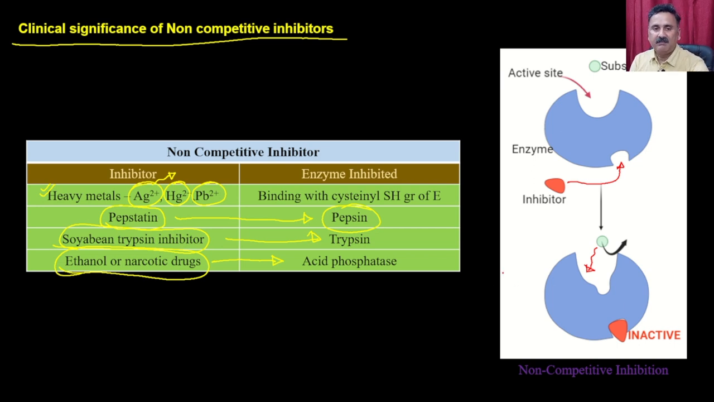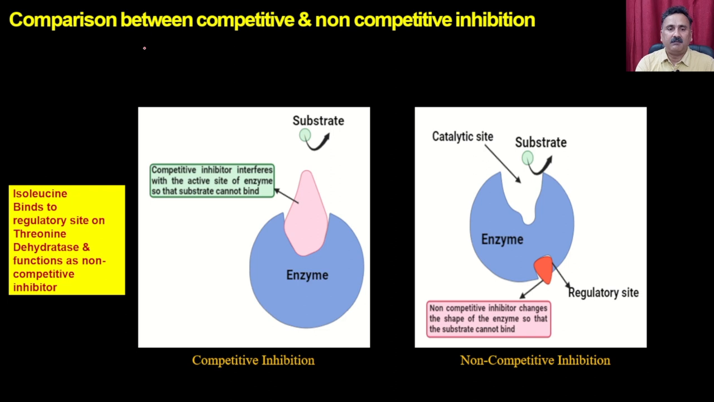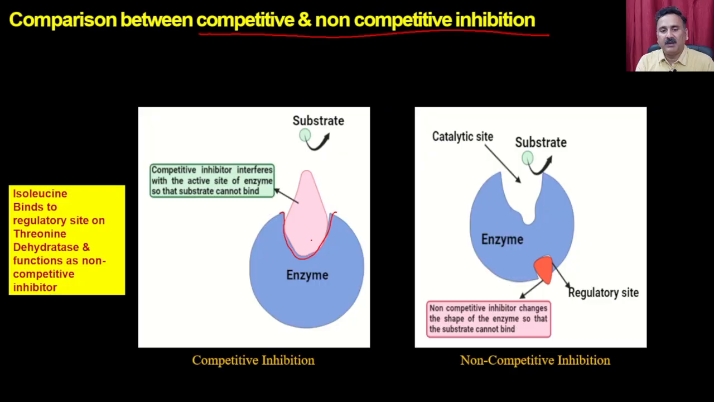So let's see a comparative statement, how the comparison between the competitive and the non-competitive inhibitions. In competitive inhibition, the substrate and the inhibitor both compete for the active site. This is the active site, which has all the requisite three-dimensional structures. You have all the interactions available for both inhibitor as well as substrate. So whichever is higher in concentration will actually go and bind.